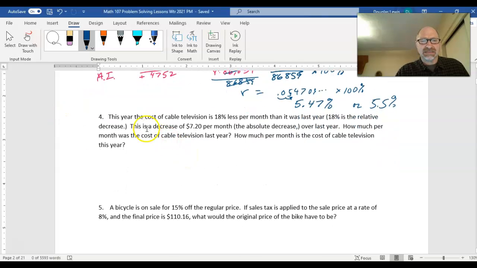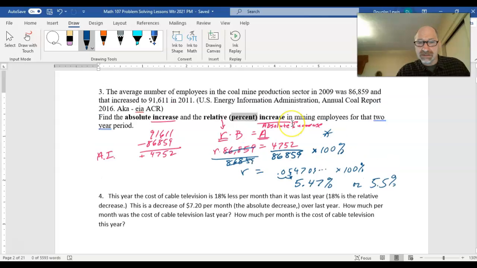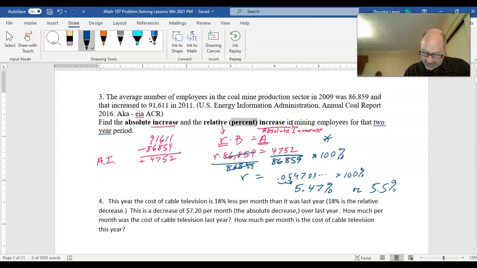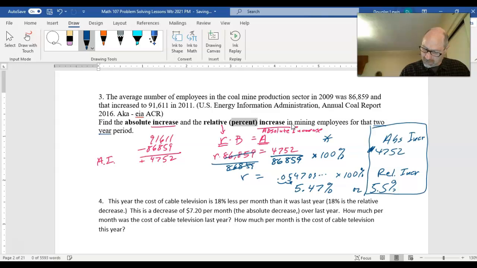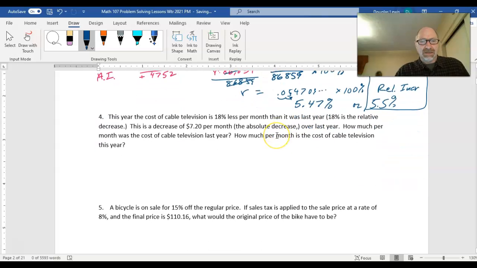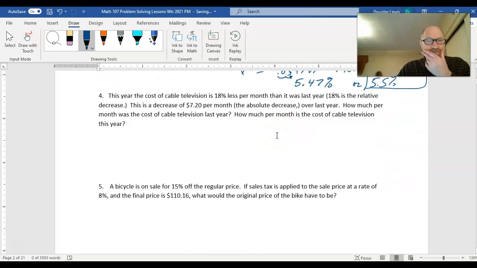Now, it says, let's see, did I finish that question? The absolute increase. So this, by the way, we should write, that's the relative increase. And we already had the absolute increase was $4752. That should have a dollar sign. That's the absolute increase. Okay, so there's our two results. Or 5.47 if you want to round, take it a little further. Okay, so now let's move on.